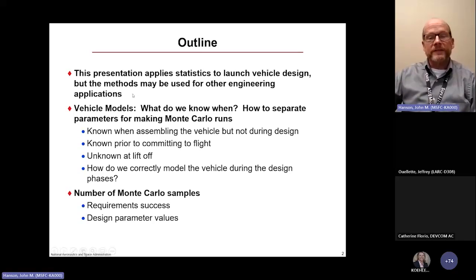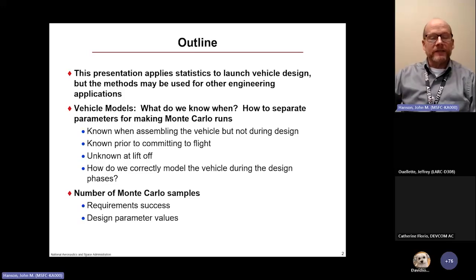So here's what I want to talk about. I'm talking about statistics for launch vehicle design. It's applied to launch vehicles, but for any complex system where you are modeling the behavior of the system and trying to understand what its uncertainties do, you can probably make use of the same procedures. So I think they're pretty generic from that point of view.